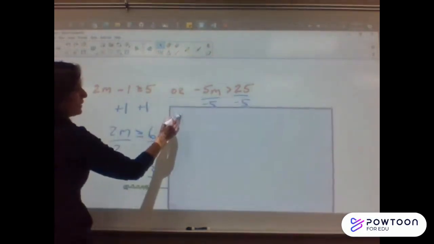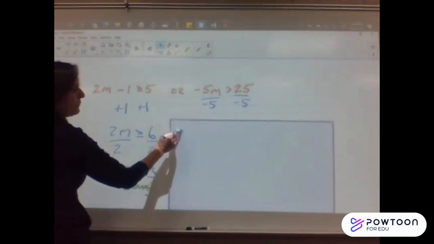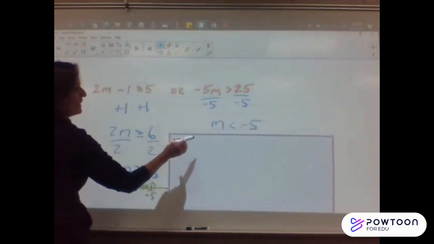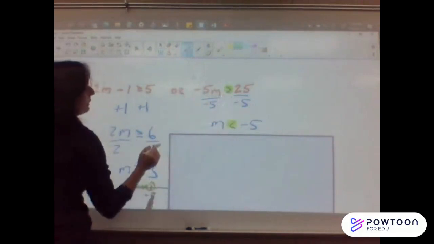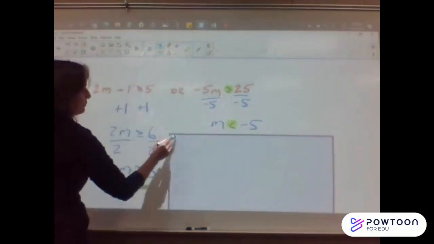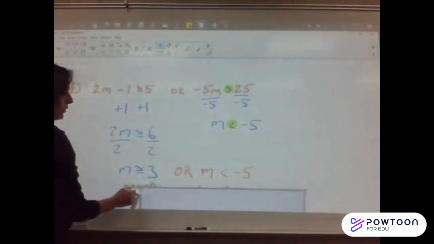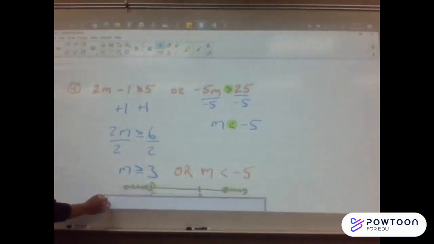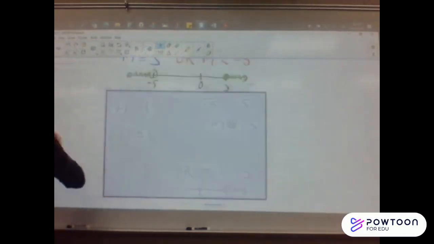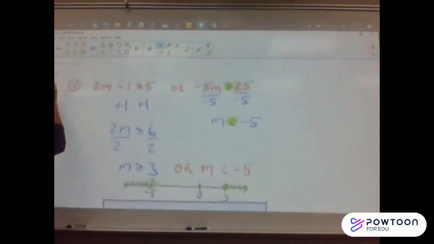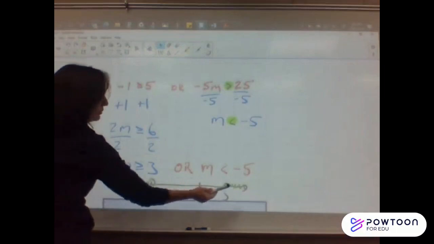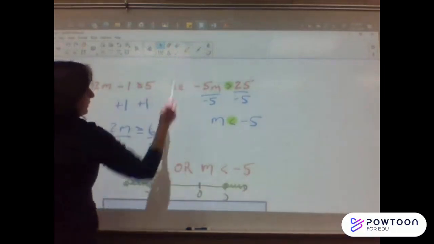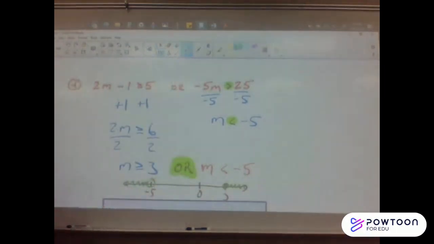When we solve the second equation, we divide by -5. Since we're dividing by a negative, we had to take the reverse of the inequality. It changed to a less than. So then with our two equations, our graph will be closed dot on 3, open dot on -5, and we shade the outsides, and it would be an OR.